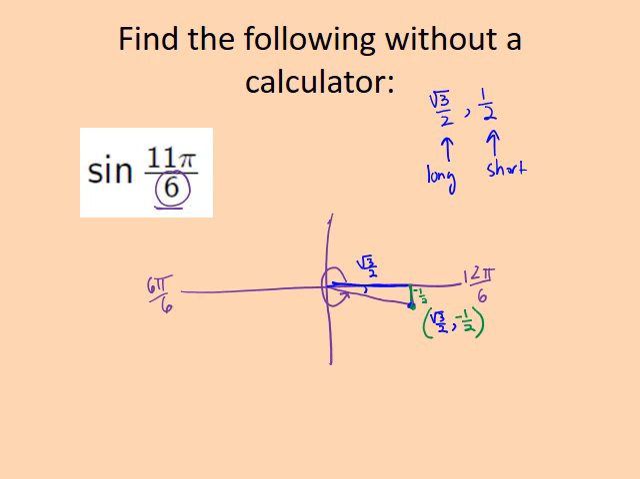But now we actually have to answer the question. The question was sine. We know from the first things we did with trig that sine is y. So since this is sine of 11 pi over 6, and the y value at 11 pi over 6 is negative 1/2, the sine of 11 pi over 6 is negative 1/2.